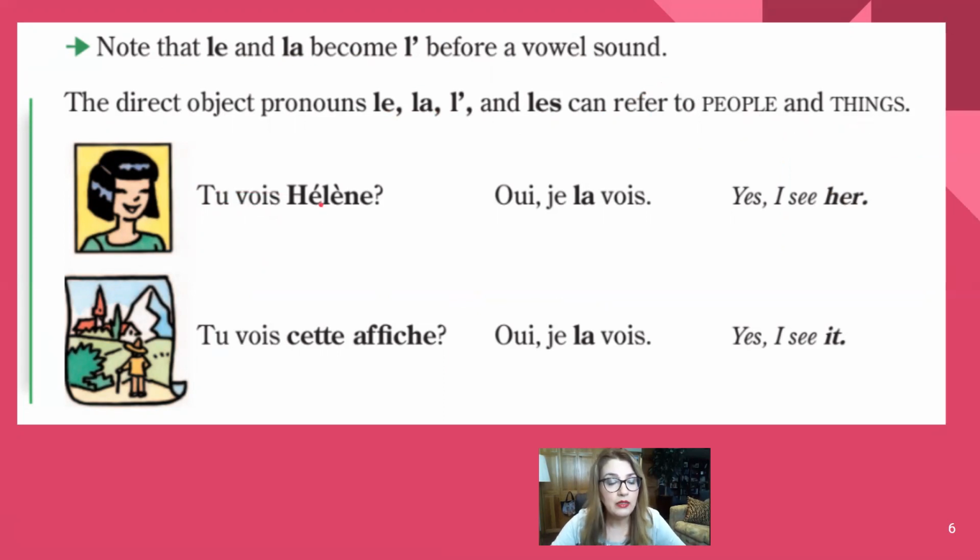Tu vois Hélène? Do you see Hélène? Oui, je la vois. Yes, I see her. Tu vois cette affiche? Do you see this poster? Oui, je la vois. Yes, I see it, in the feminine. Yes, I see it. And notice that it does not translate in French. There is no equivalent to it. It could be either la or le, because all the nouns in French are either feminine or masculine.